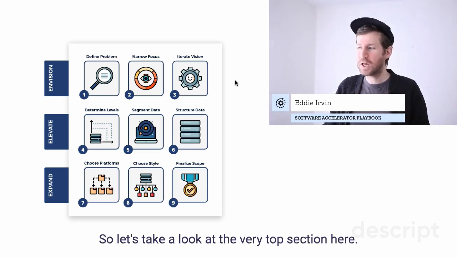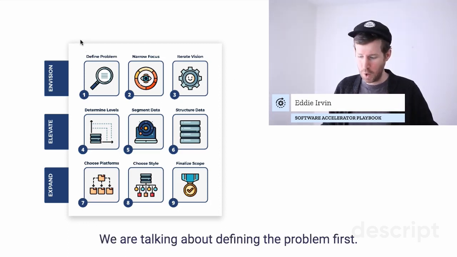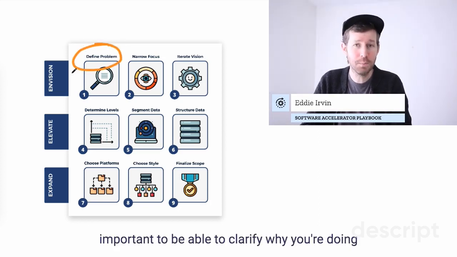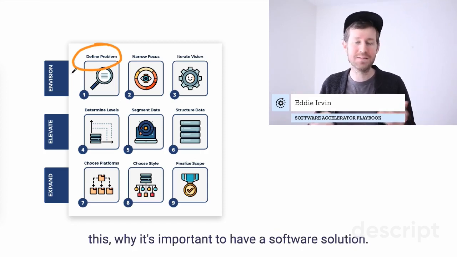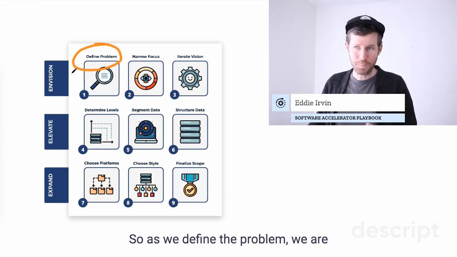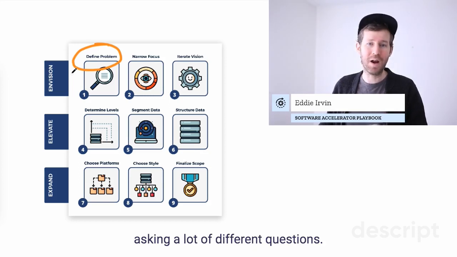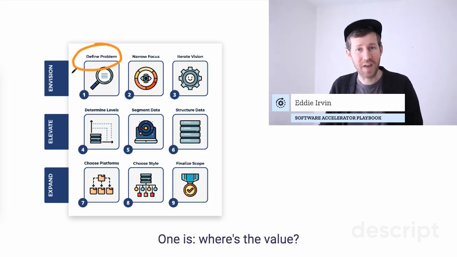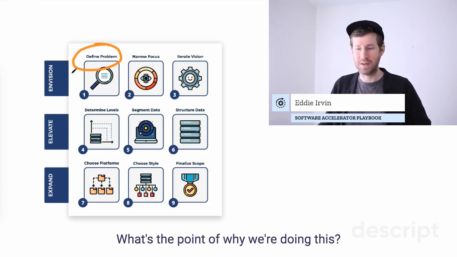So let's take a look at the very top section here. We are talking about defining the problem first. And this is where we start because it's so important to be able to clarify why you're doing this, why it's important to have a software solution. So, as we define the problem, we are asking a lot of different questions. One is, where's the value? What's the point of why we're doing this?